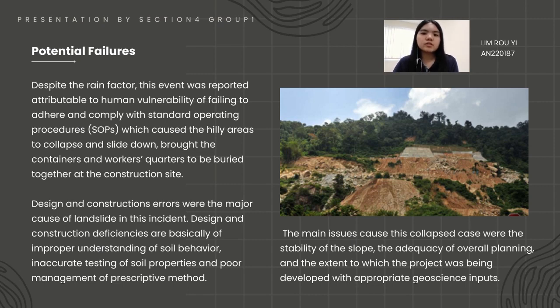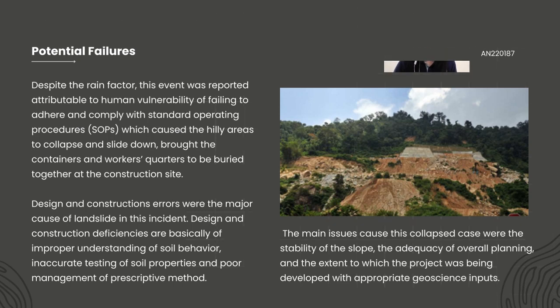Design and construction deficiencies basically include a lack of proper understanding of soil behavior in the hill, inaccurate testing of the soil properties, and poor management of predictive methods. The main issues that caused this collapse were the stability of the slope, the adequacy of overall planning, and the extent to which the project was being developed with appropriate geoscience inputs. The stability of the slope can be seen in the figure, which shows a view of a portion of the hillside road construction on a highly unstable and steep slope at Bukit Kukus.